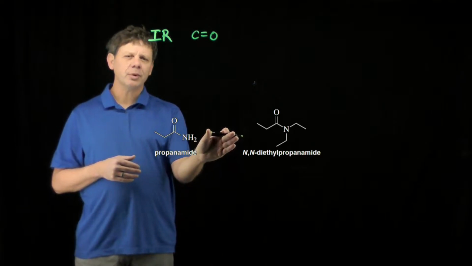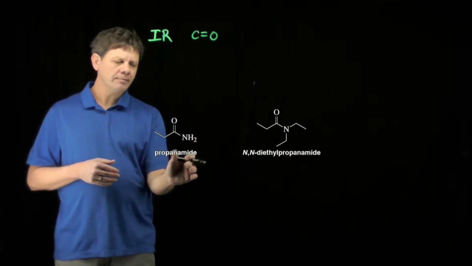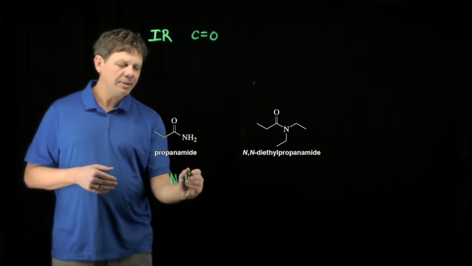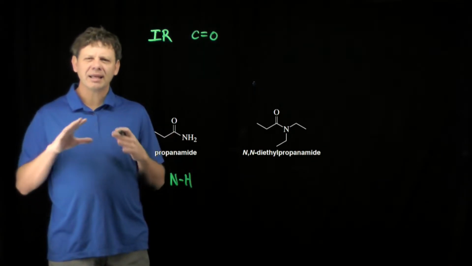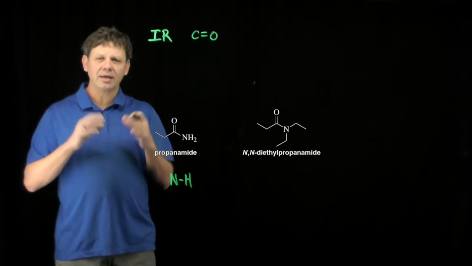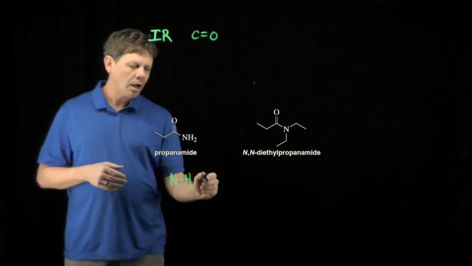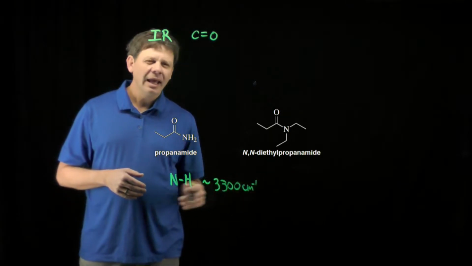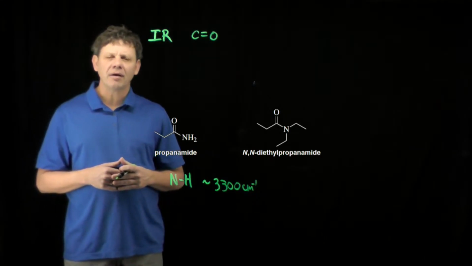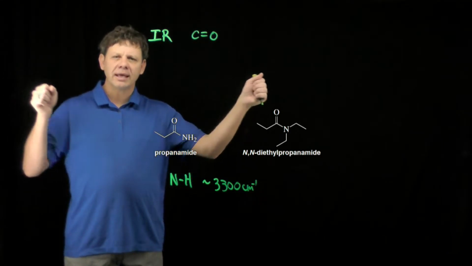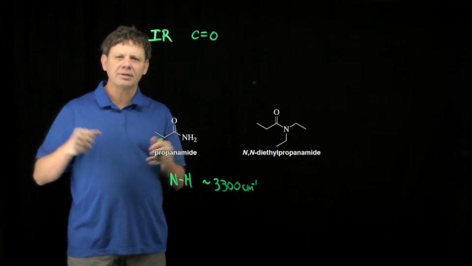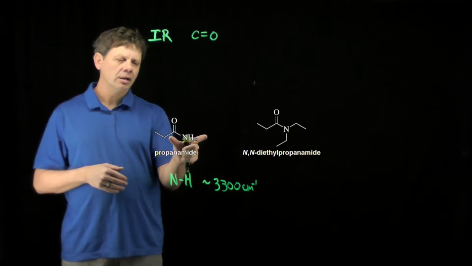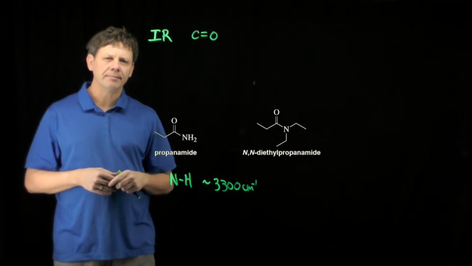The biggest difference between the two is that in propanamide, we would expect to see an NH stretch. Because it's an amide, we expect that to be relatively broad, because it can hydrogen bond, a broader stretch around maybe 3,300 reciprocal centimeters. And if the resolution is good enough, we might see the symmetric and asymmetric stretch of that NH2. So a 3,300 band in the IR should indicate propanamide.